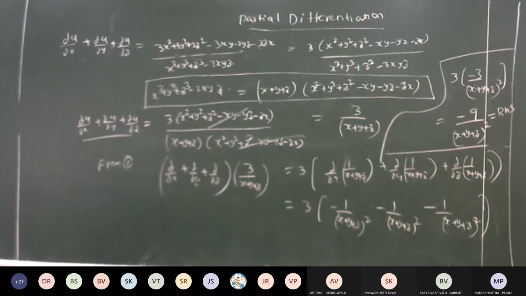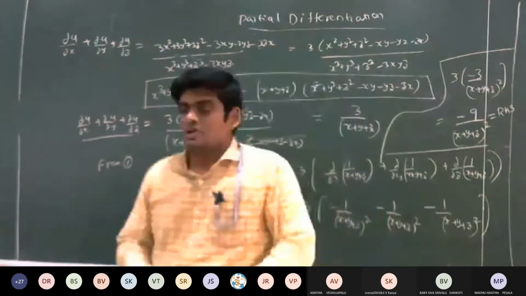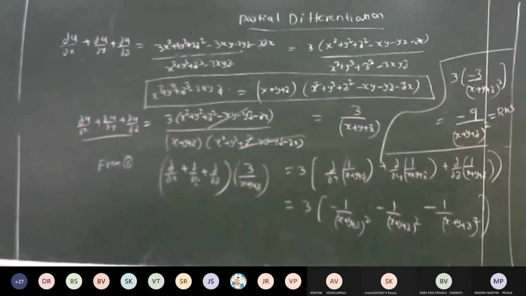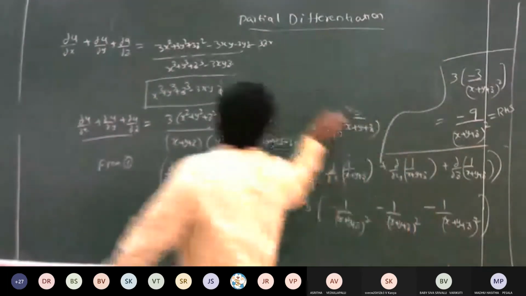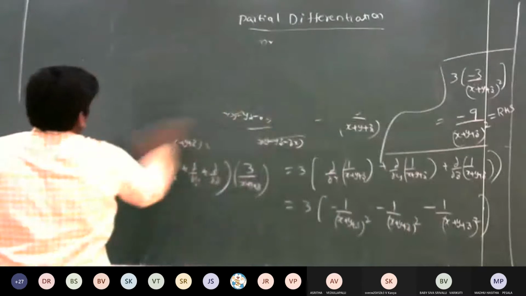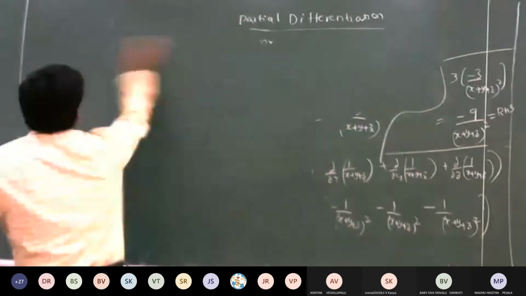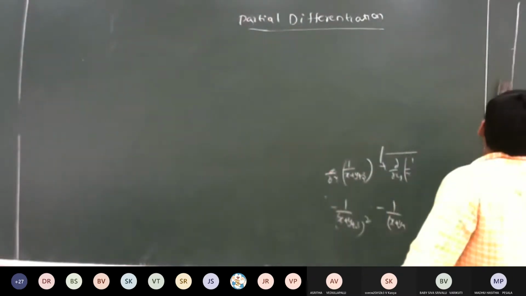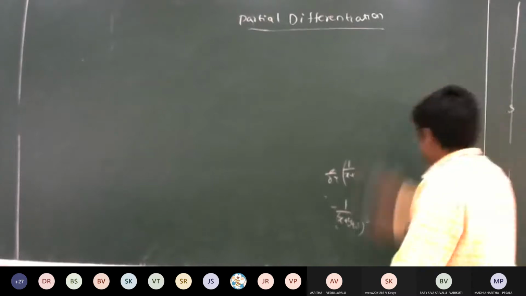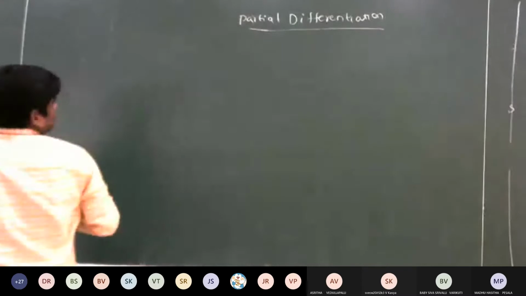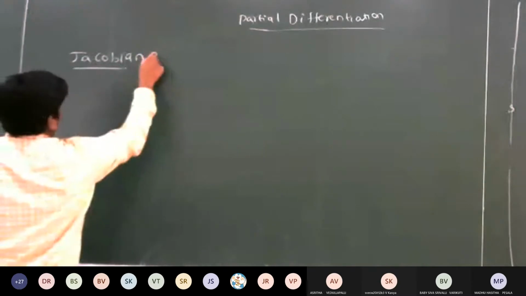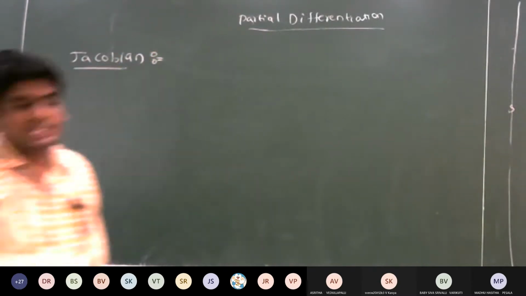So this is the problem related to partial differentiation. The next one is directly the concept. The next concept is Jacobian, right? This is also a very important concept.